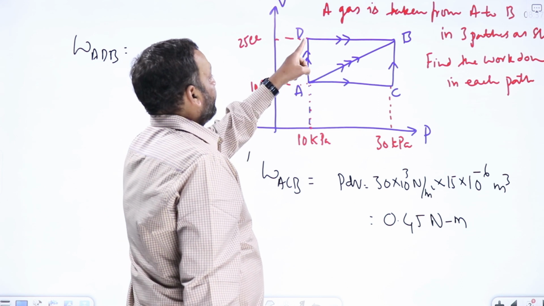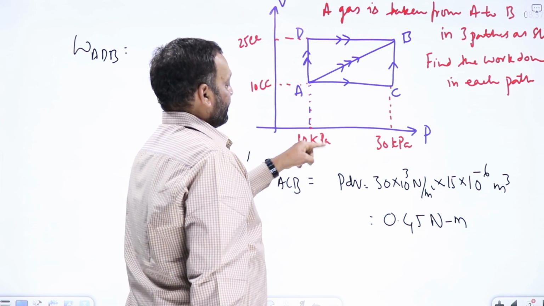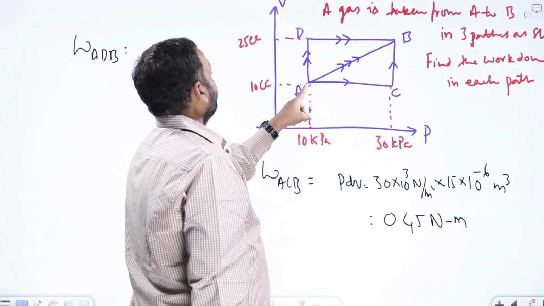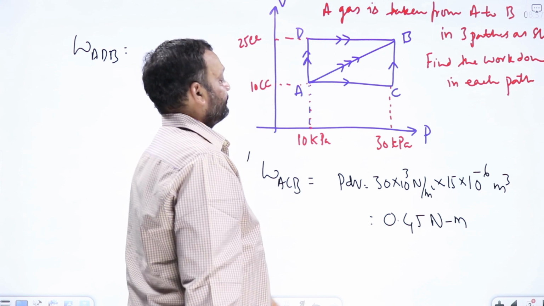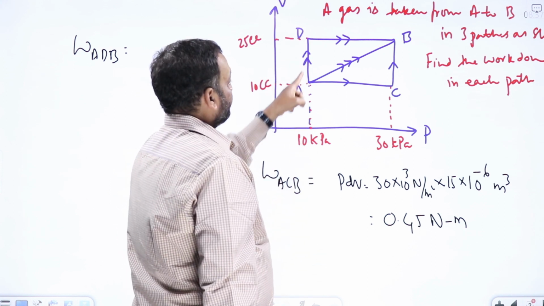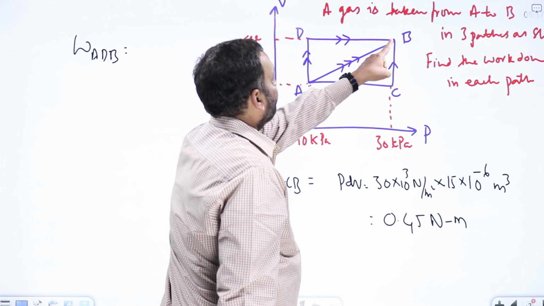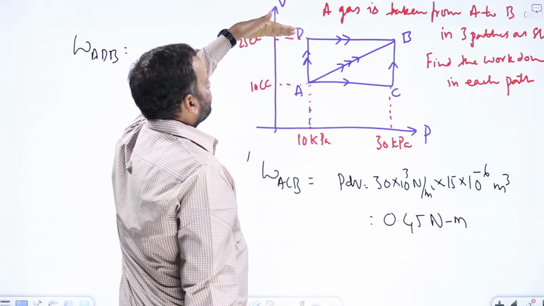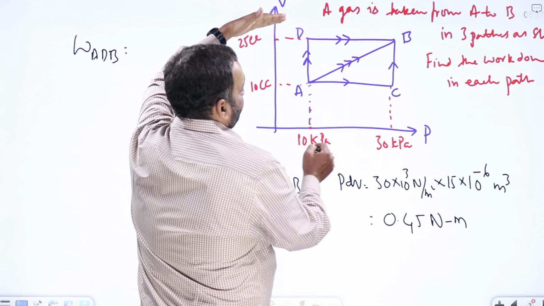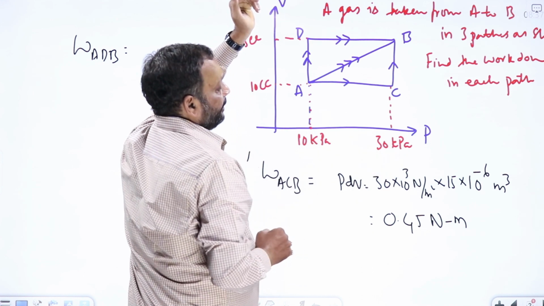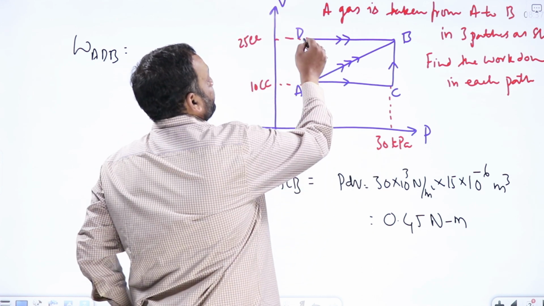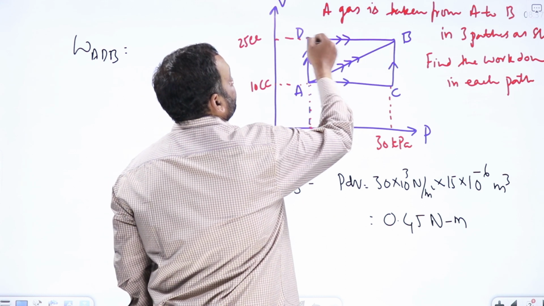In going from A to D, pressure is remaining constant at 10 kilopascal, and volume is increasing from 10 to 25. So this is an isobaric process. From D to B, what is happening here? Volume is remaining constant, and pressure is increasing from 10 kPa to 30 kPa. So what type of process is DB? DB is an isochoric process.